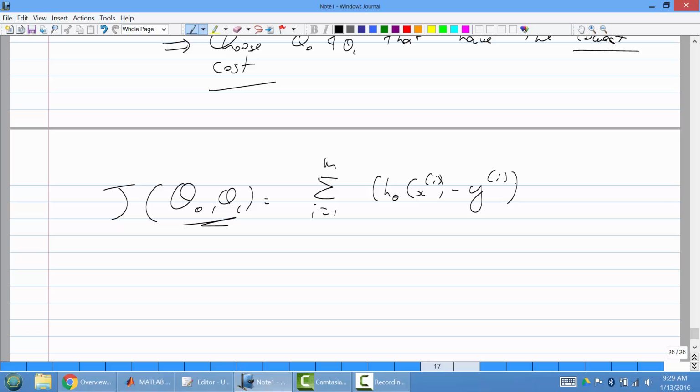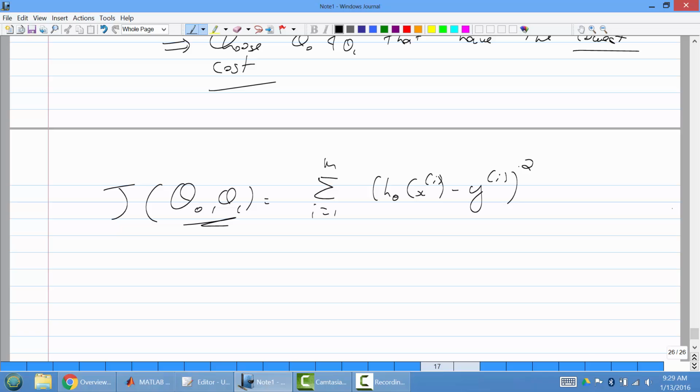But usually the difference might give you a negative value. So when you're adding up all the costs, a negative value is going to drive your costs down. It will give you a false sense of security that these are the right parameters. So people usually square the cost function so that there are no negatives when you're summing it up.